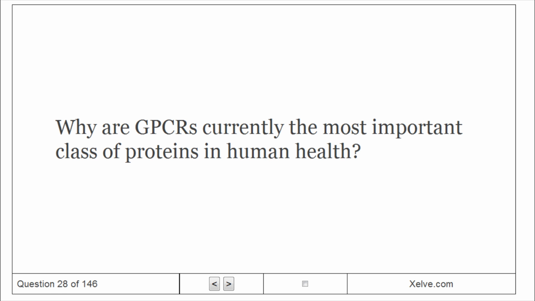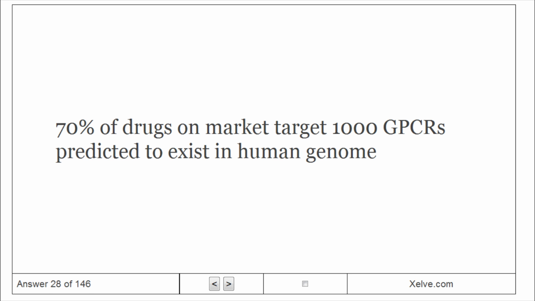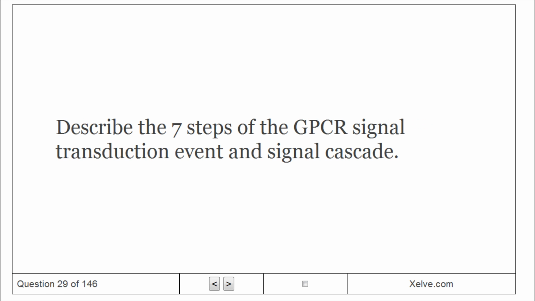Why are GPCRs currently the most important class of proteins in human health? 70% of drugs on the market target GPCRs, and 1,000 GPCRs are predicted to exist in the human genome. Describe the 7 steps of the GPCR signal transduction event and signal cascade.